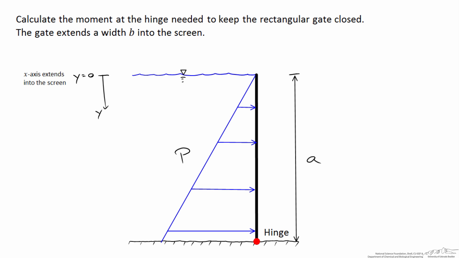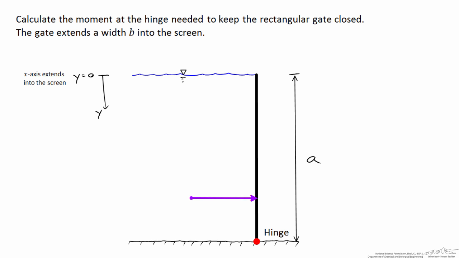So here's my pressure prism, pressure of 0 at the top, and it increases linearly with depth, or linearly with y. And because of this effect, instead of acting right at the centroid, the resultant force of the pressure acts a distance 2/3 of the way down from the top of the water. So if the total height of the gate is a, then the resultant force, we could call this distance yr. yr is equal to 2/3 a. And that means that this distance above the hinge is equal to a minus 2/3 a, or simply 1/3 a.